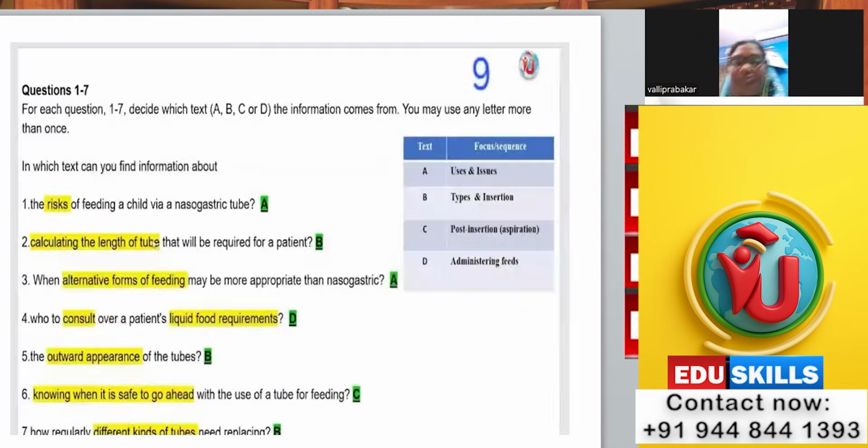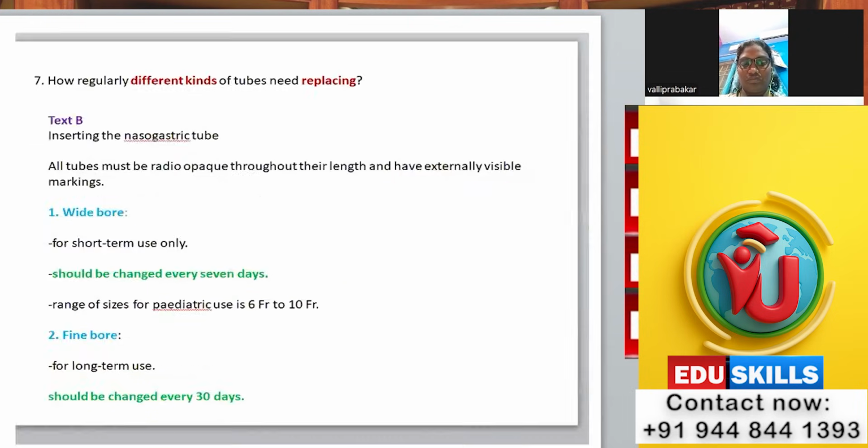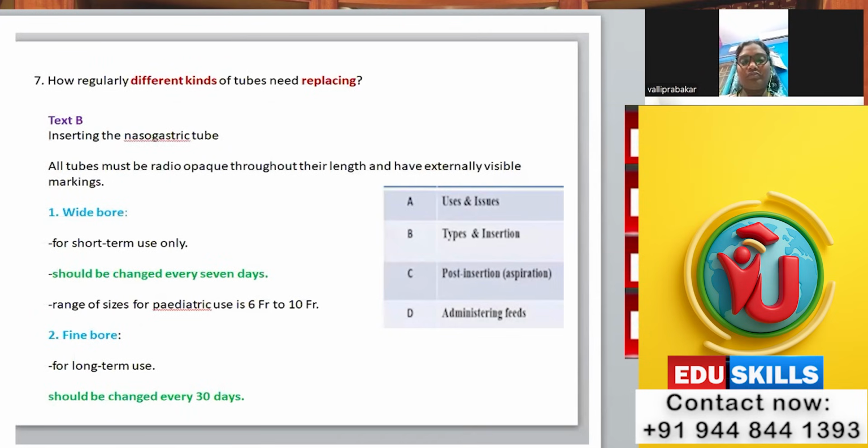Question 7. How regularly different kinds of tubes need replacing? Here the keywords are different kinds and replacing. Valli already explained the types in text B. In that they are telling the wide bore and fine bore, two types they are explaining. In that they gave the wide bore should be changed every 7 days and fine bore should be changed every 30 days. That changed is synonymous of replacing. So the answer is text B.